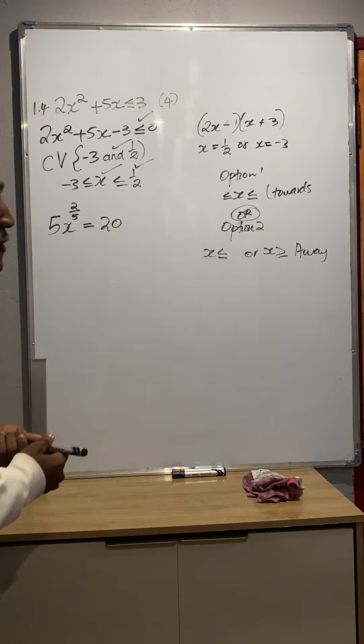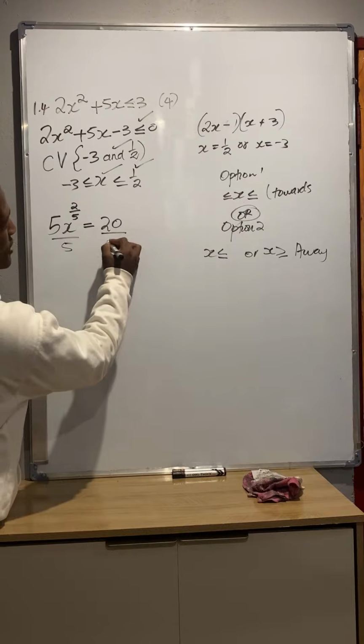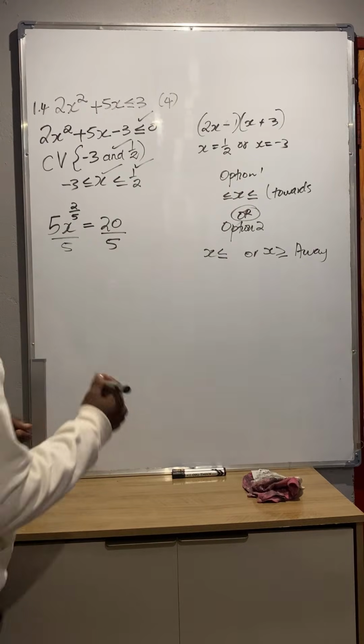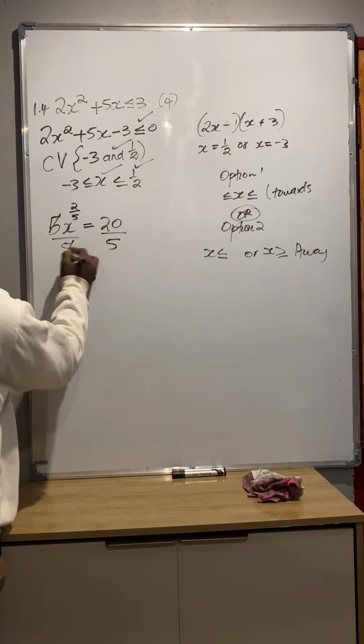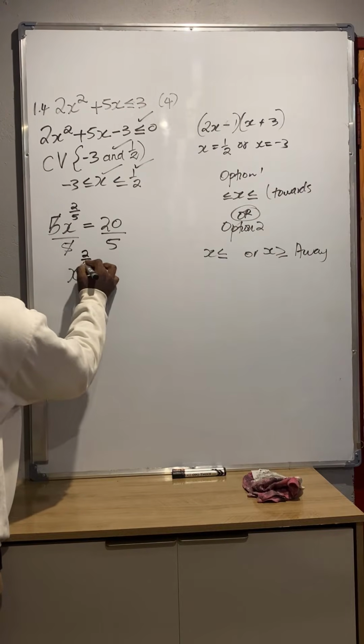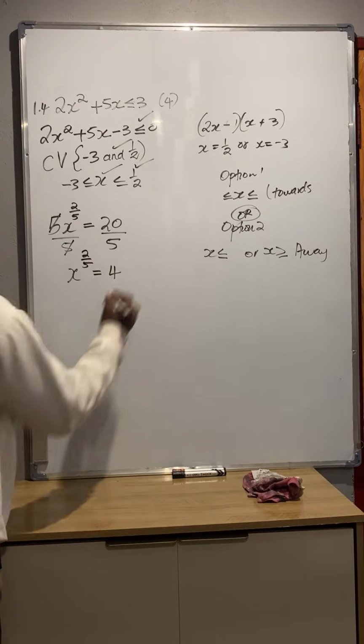So what are we going to do with this one? We are going to divide both sides with how much? With 5, family. I repeat, we are going to divide both sides with what? With 5. And when you divide both sides with 5, 5 cancels 5. And then our answer is going to be what? It's going to be x to the power of 2 over 5 is equal to what? Is equal to 4, family.